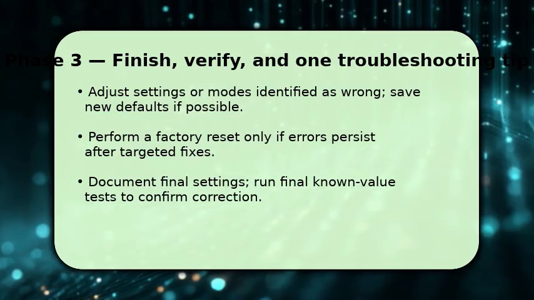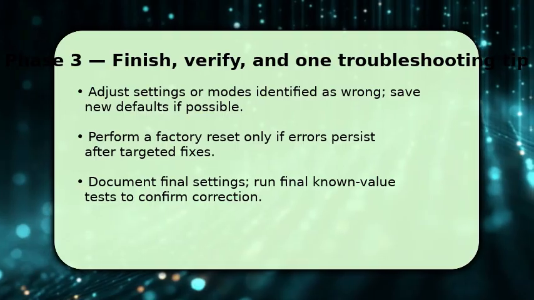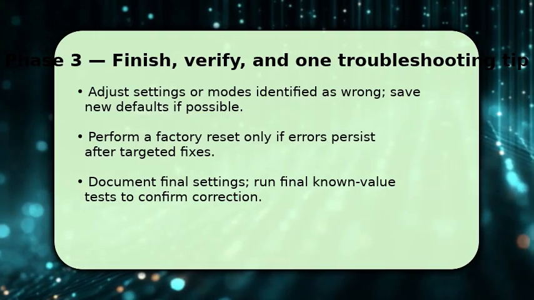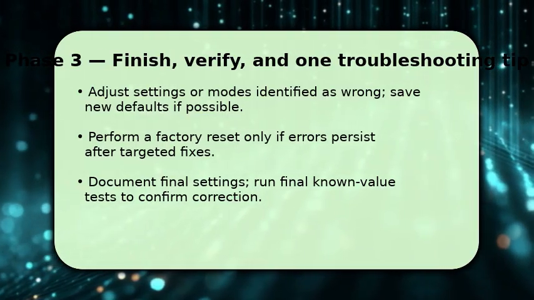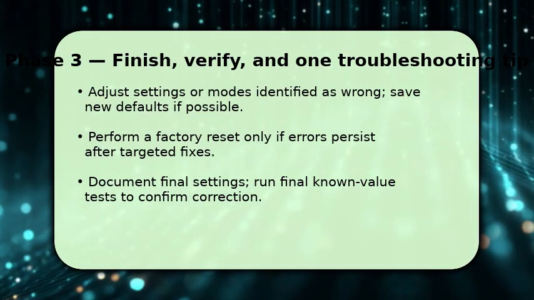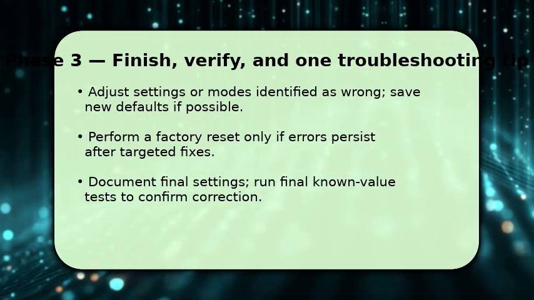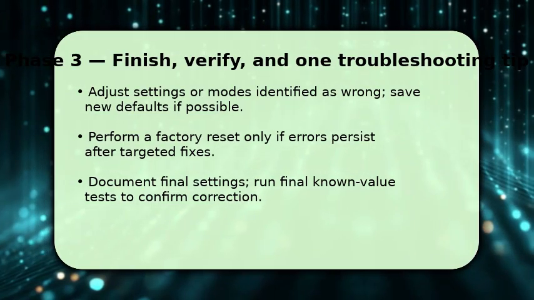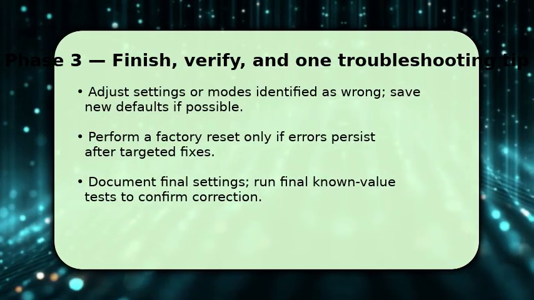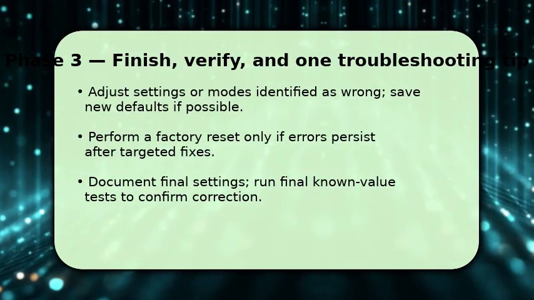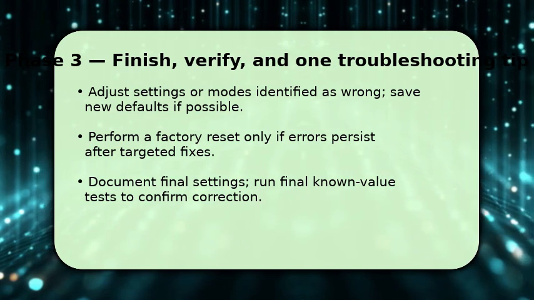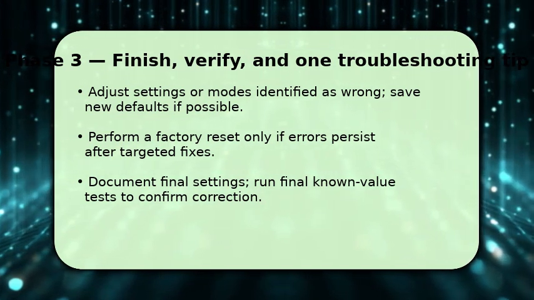If multiple functions fail, perform a factory reset only after backing up programs. After changes, rerun the earlier tests to confirm results match expected values. If problems persist, swap the battery or check for physical damage. Troubleshooting tip: when results remain inconsistent, a controlled reset plus fresh batteries eliminates most intermittent faults.